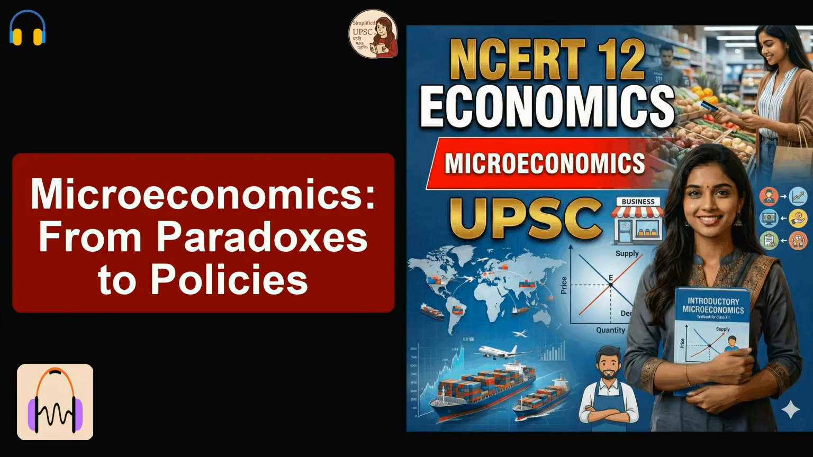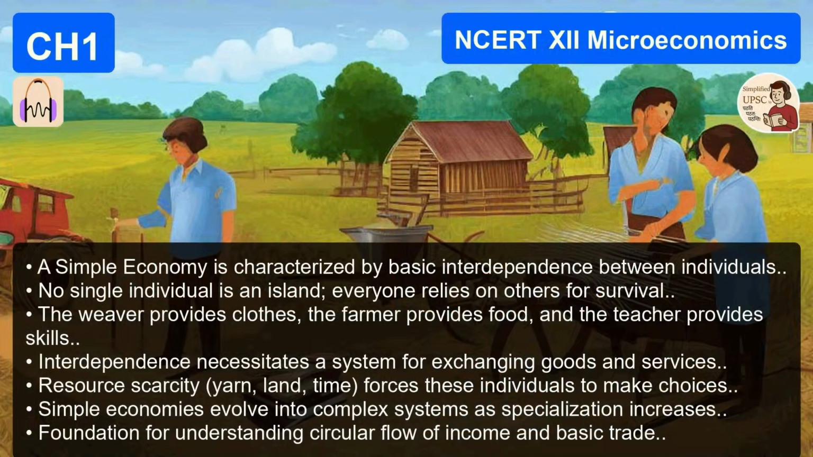The text starts with this concept of a simple economy. And honestly, when I first read it, it felt a bit like a children's storybook. It introduces a weaver, a teacher, and a farmer. Why are we starting with a weaver in a book meant for 12th graders and future civil service officers? It does sound deceptively simple, but it's setting up the most complex problem in human history: interdependence.